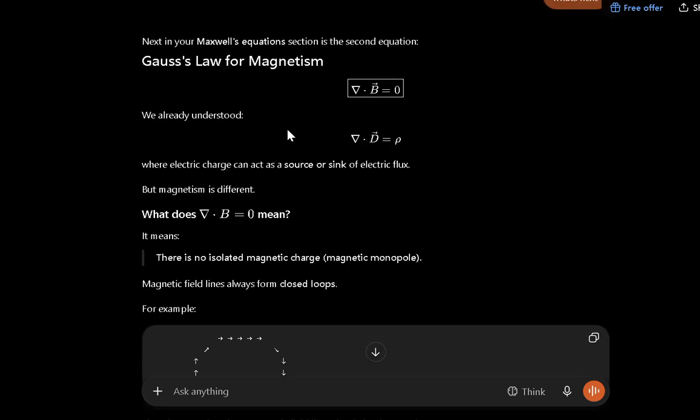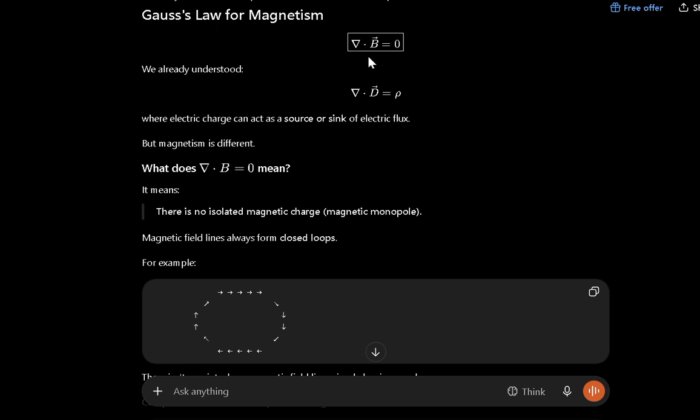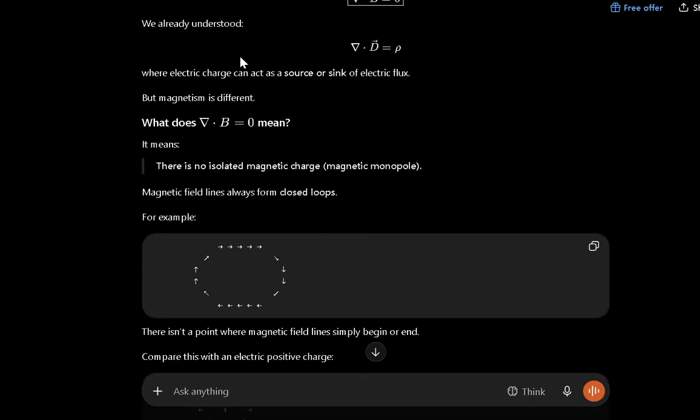Gauss's law for magnetism. We say these are closed loops. There are no magnetic monopoles. A changing electric field produces a magnetic field around a wire, so there forms a closed loop. So this is divergence: divergence of B equals 0. There is no isolated magnetic charge or magnetic pole.